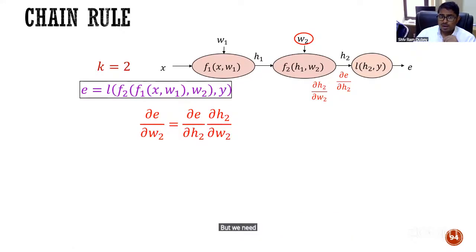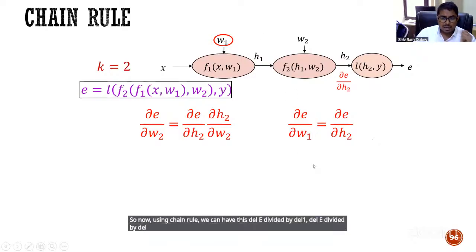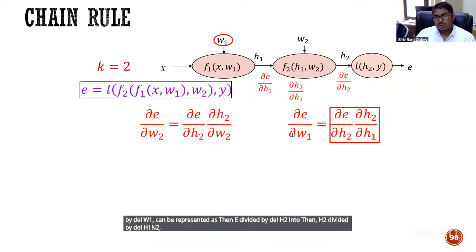But we also need to find del E divided by del W1. So now using the chain rule, del E divided by del W1 can be represented as del E divided by del H2, into del H2 divided by del H1, into del H1 divided by del W1.